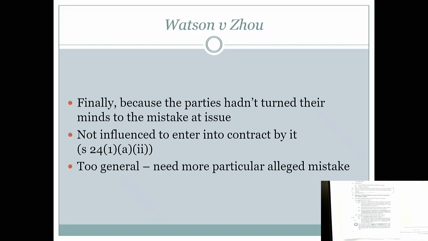But even then, even if you show that the mistake was more particular and the parties had turned their mind to it, you will still run up against the problem, which wasn't even considered in this case, that 241C would prevent you as the purchaser from arguing that the mistake was one you should get relief for, because these types of contracts, these sale and purchase agreements of residential property contracts, place the risk of mistake upon the purchaser.